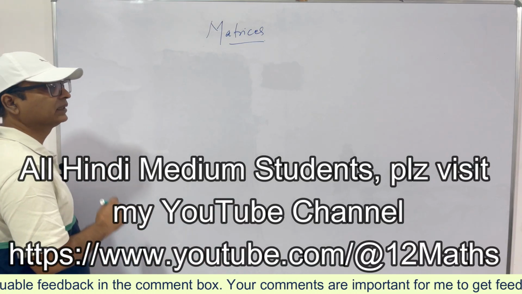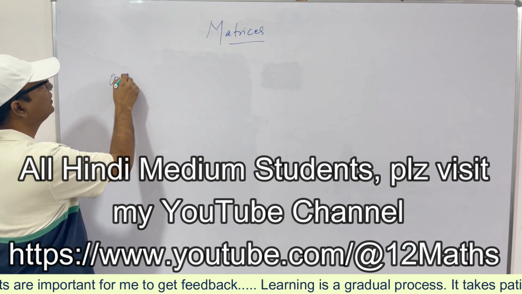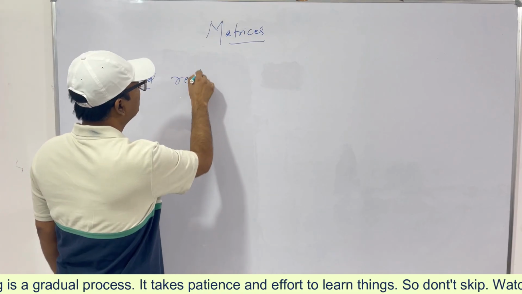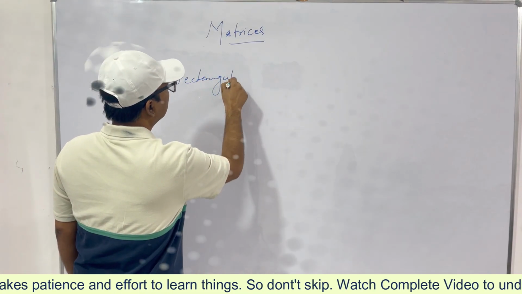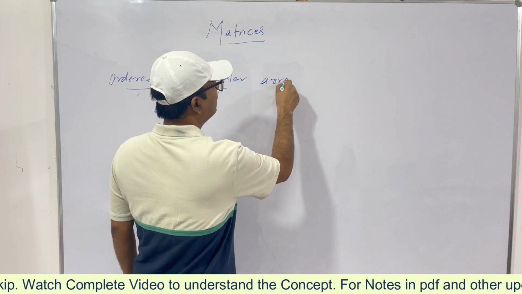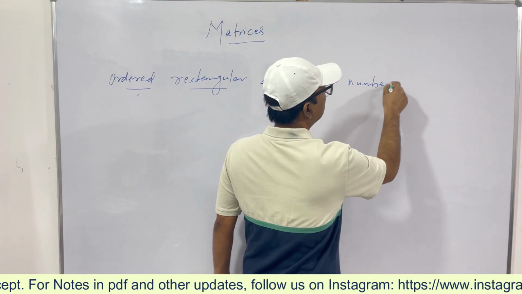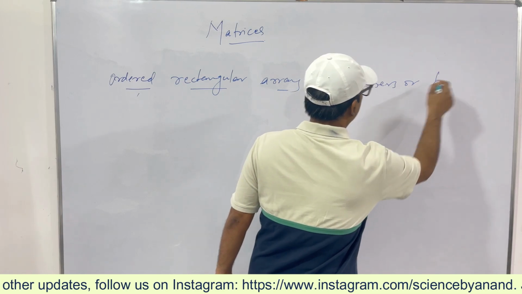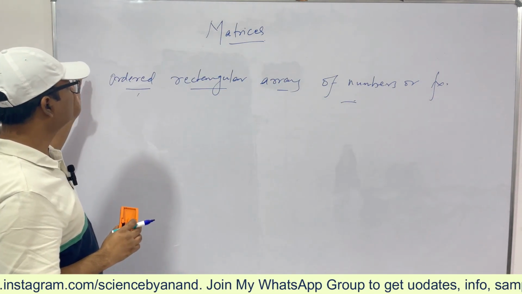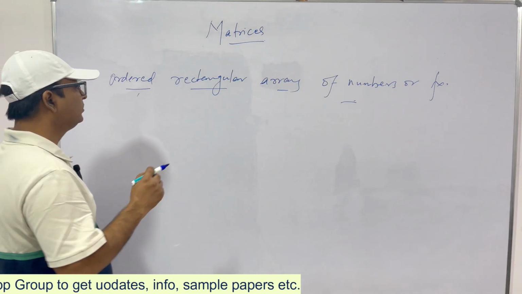What is a matrix? The mathematical definition is, I'm writing the terms, it is an ordered rectangular array of numbers or functions. Okay, so this is the mathematical definition. A matrix is an ordered rectangular array of numbers or functions. What is the meaning of this?